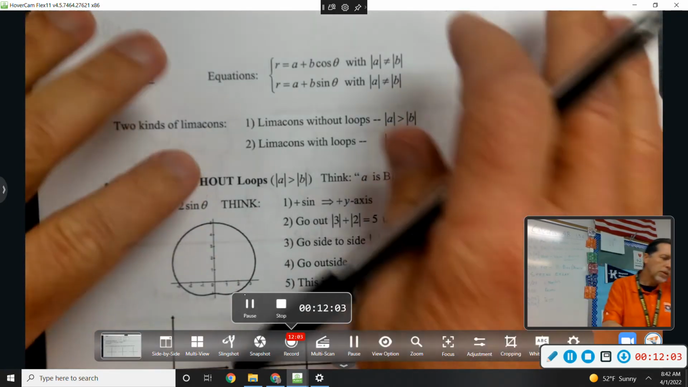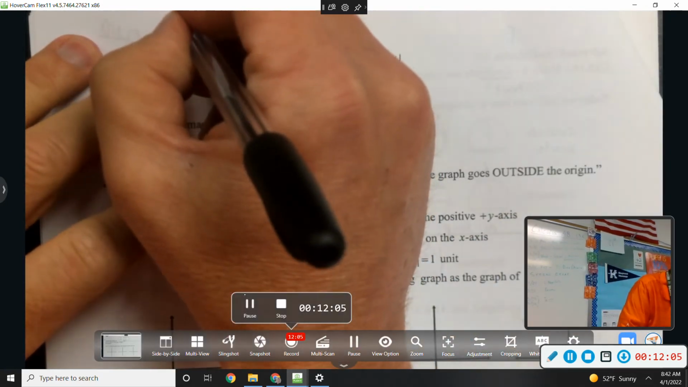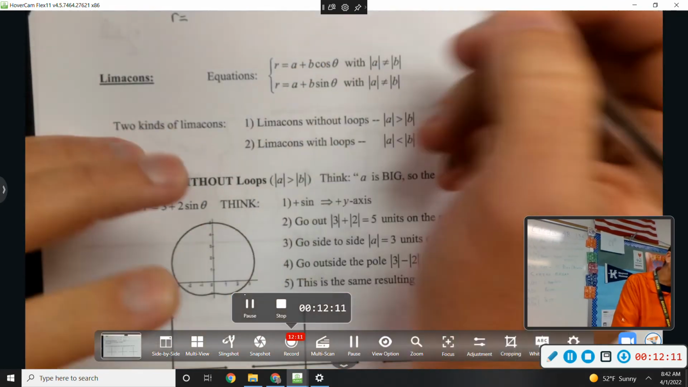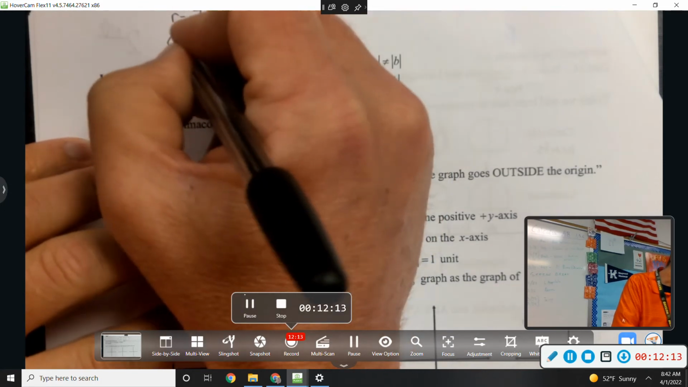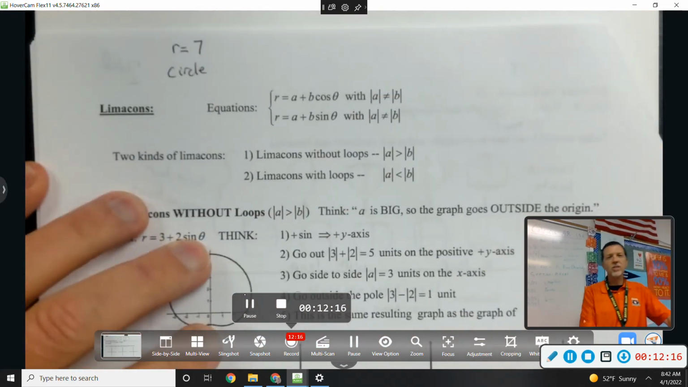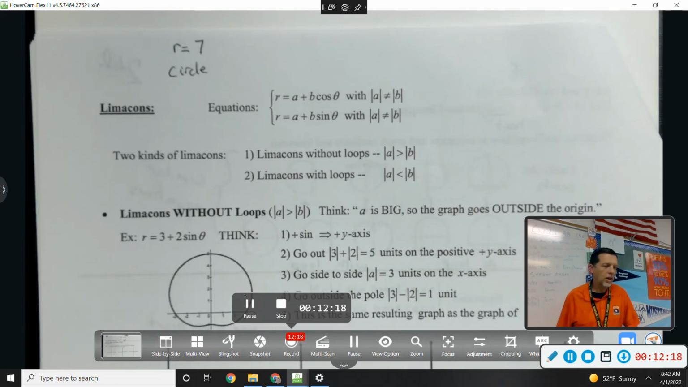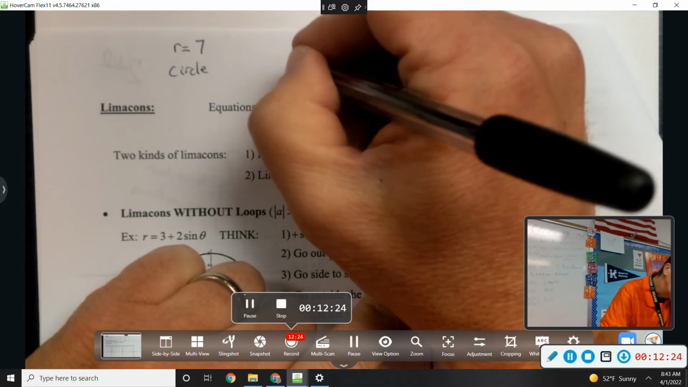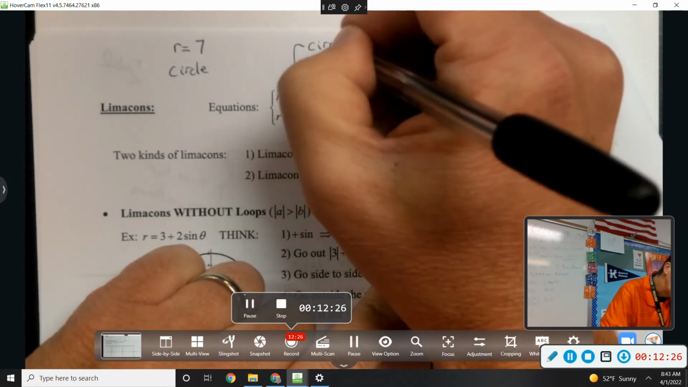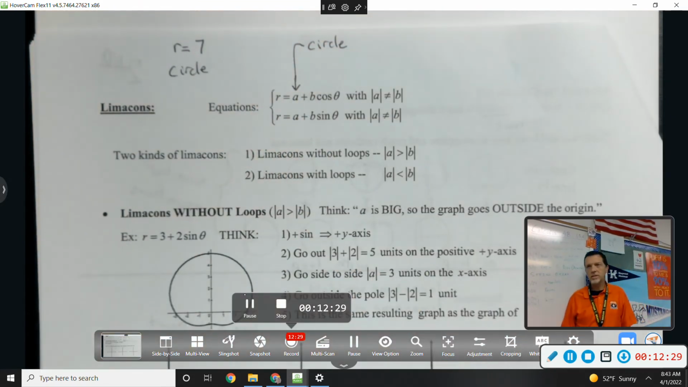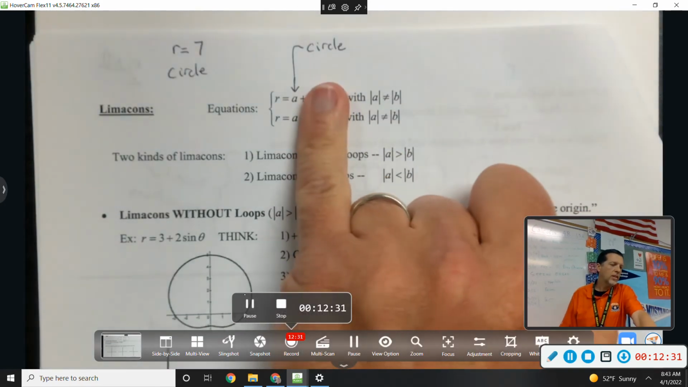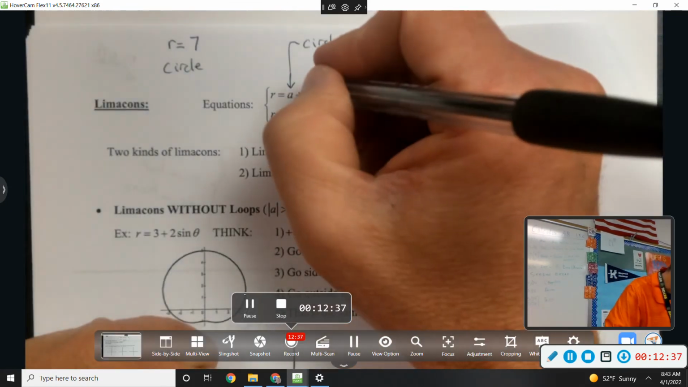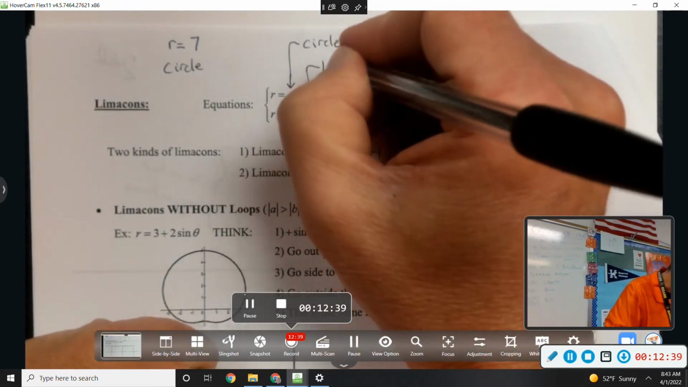Here's how I remember how to know which one is which. If you have r equals 7, that's a circle, right? And so this lead number, the A number, is the number that's trying to make it like a circle, right? If you didn't have B stuff there, you'd have a circle. The B number is trying to make it loopy.